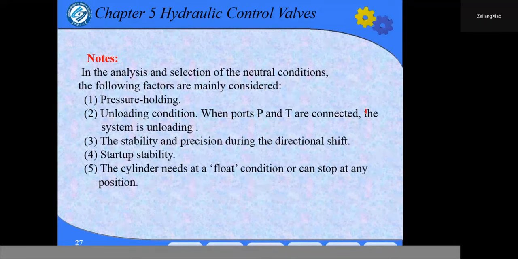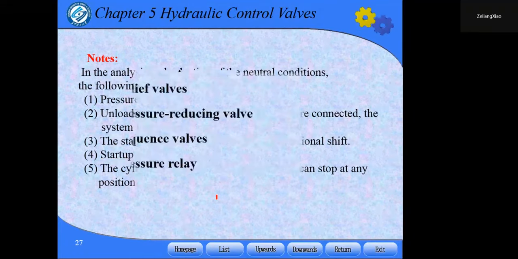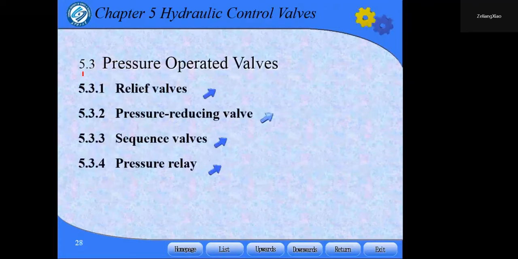When ports P and T are connected, the system is unloading, since P is the inlet and T is usually connected to the reservoir, it's the outlet port. Then the stability and position during the directional shift. Third one is start up stability. The last one is the cylinder loads at a float condition, open drop at any position.